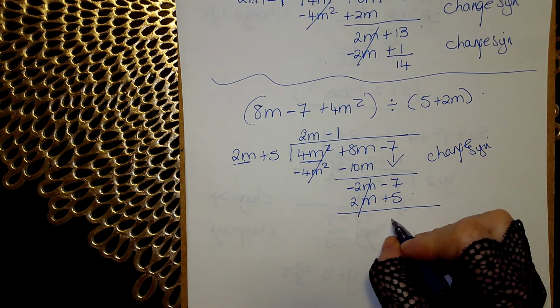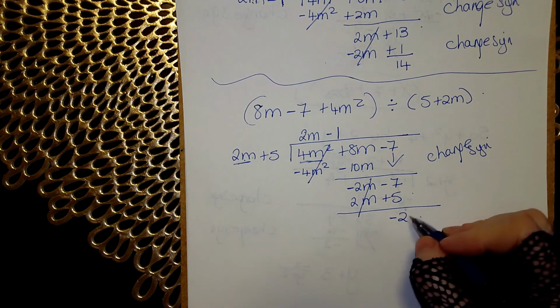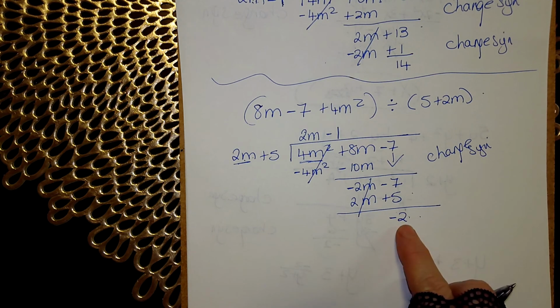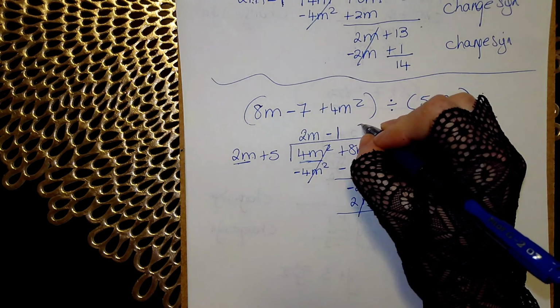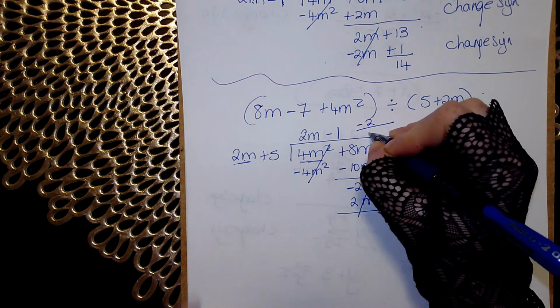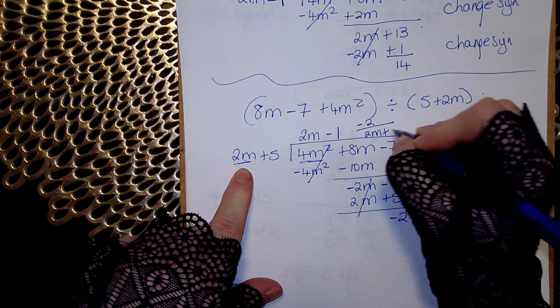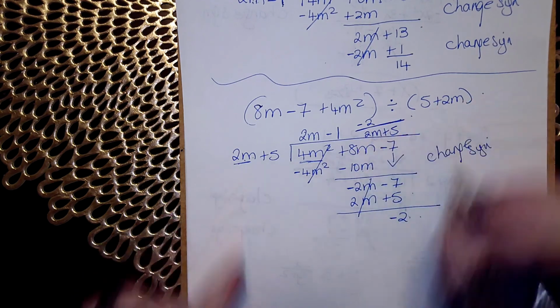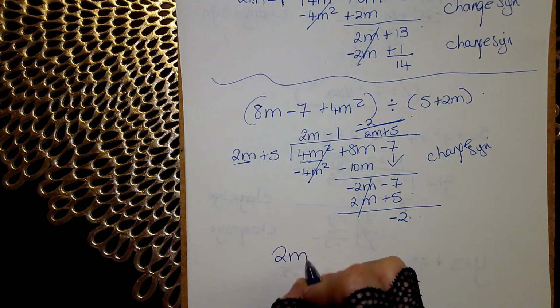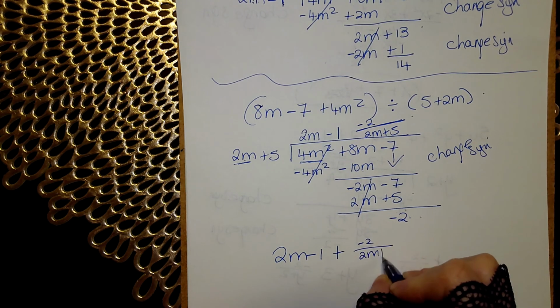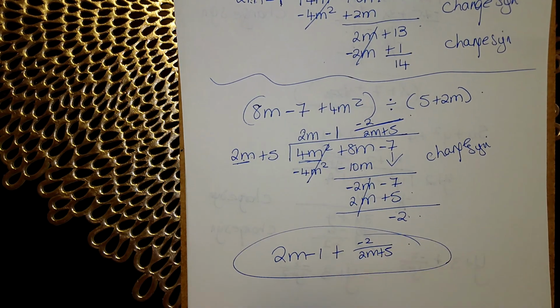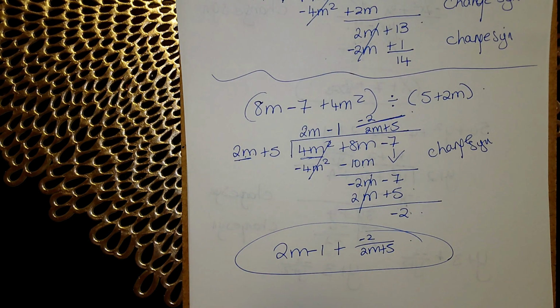Negative 7 plus 5 is negative 2, so we know this is a remainder, because negative 2 is less than 2m. So we know we have a remainder of negative 2, and we'll always write it over this, 2m plus 5. Okay, so you would pick this as an answer. You most probably see it like this on a quiz or a test, and that would be the correct answer.